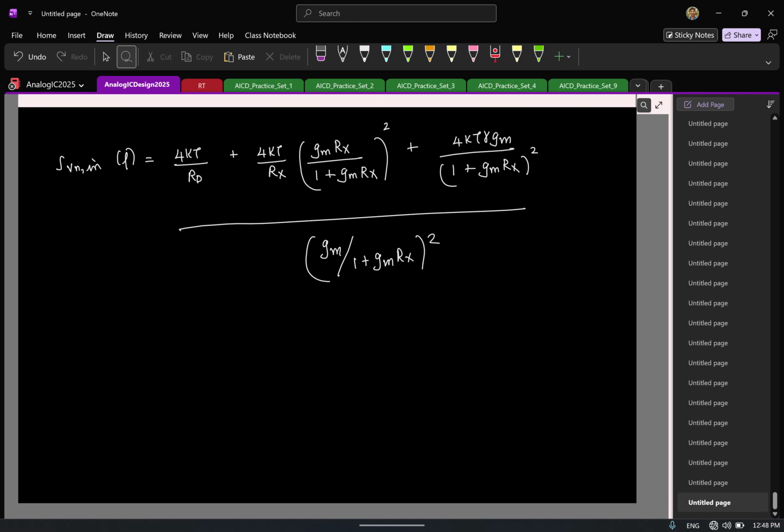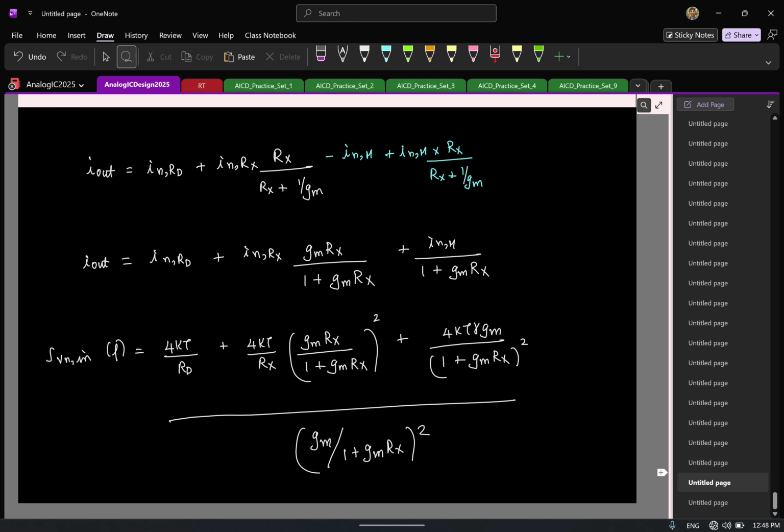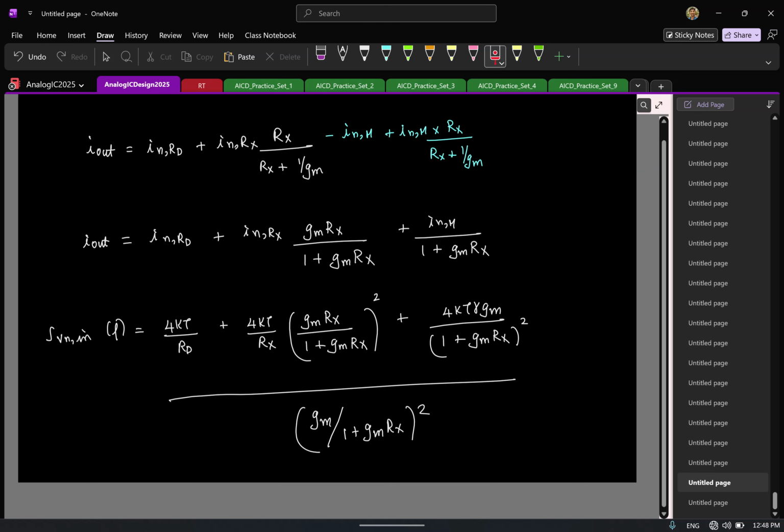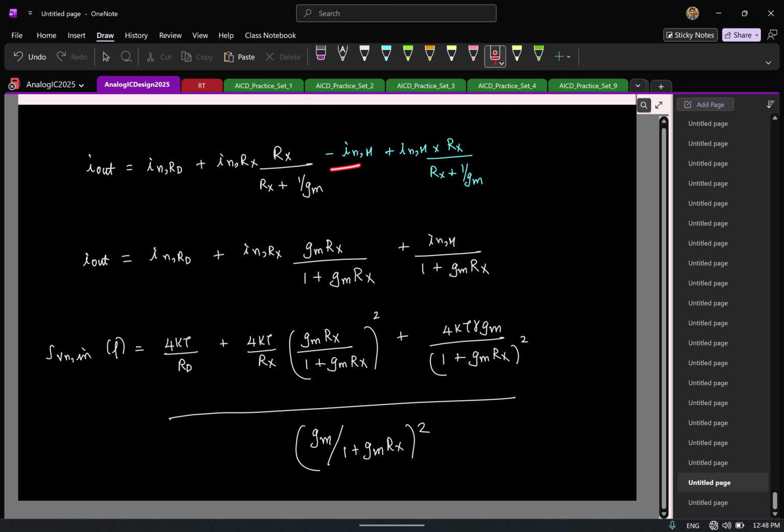Where was negative? This one. Okay, good question. Here I had minus INM and this. So if I take the power spectral density, what do you think we should do? Do you think these two are correlated or uncorrelated?